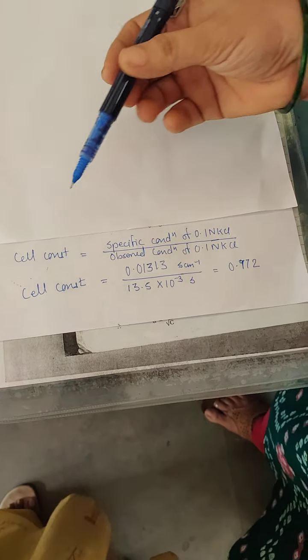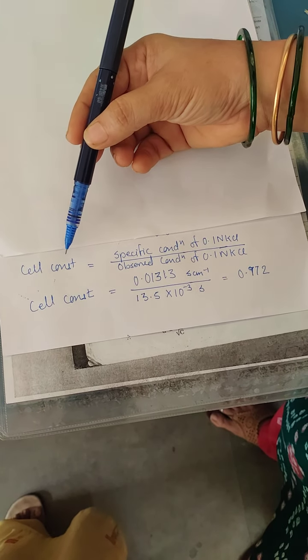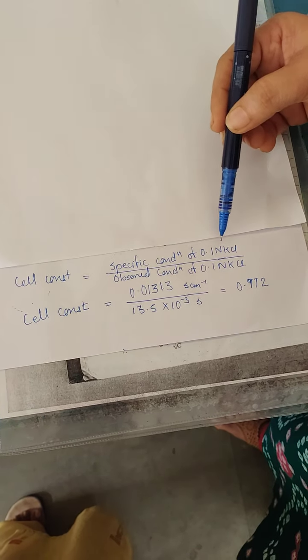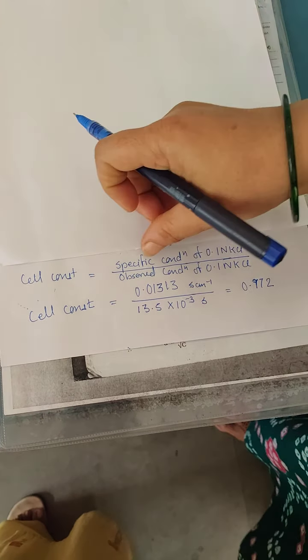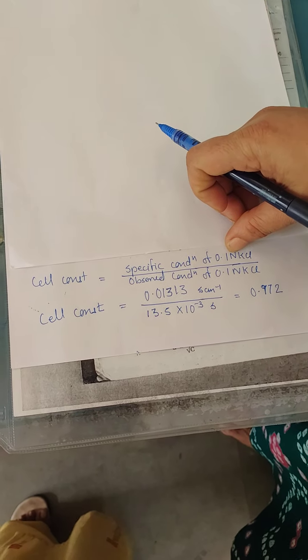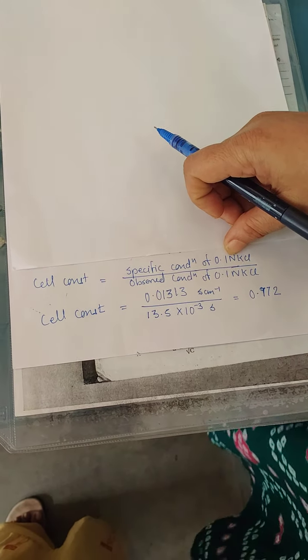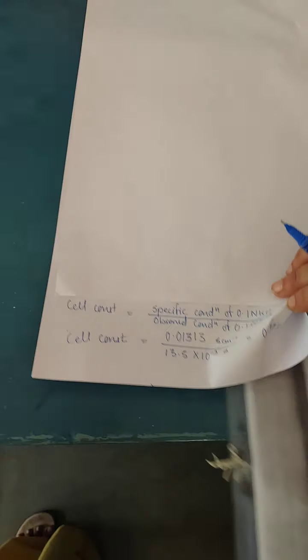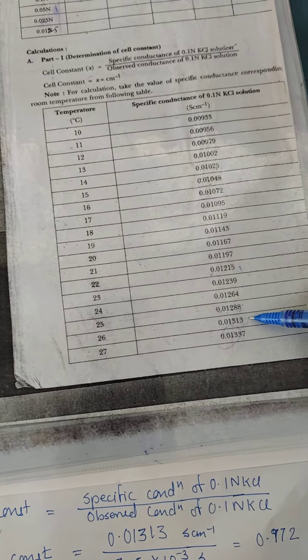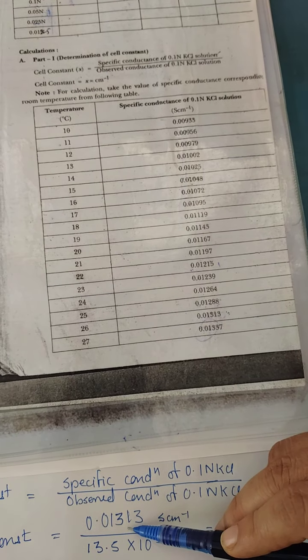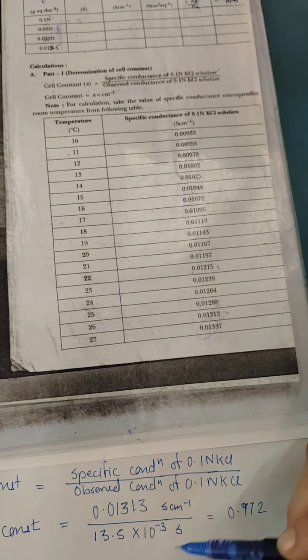Very first I will tell you the calculation for the cell constant. Formula for cell constant is specific conductance of 0.1 normal KCl by observed conductance of 0.1 normal KCl. Now specific conductance of KCl is a reference value or given value which you have to see from the reference. So you have to see the temperature, as today's temperature is 26 degrees. So specific conductance of KCl is 0.01313. So it is 0.01313, divided by the observed conductance which we have determined.